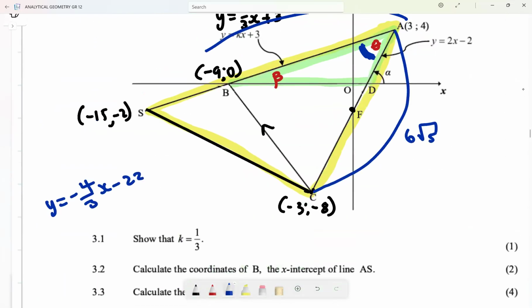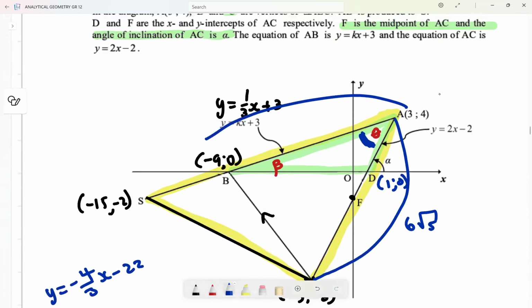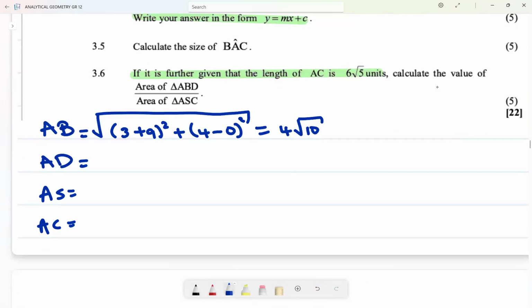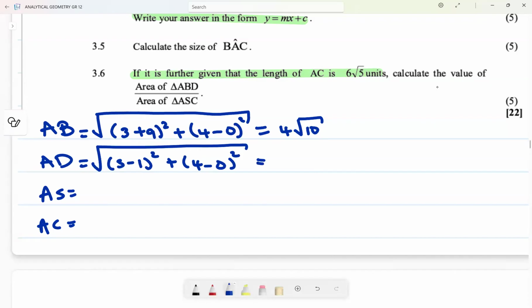How do we find AD? AD is from this point to D, remember D has coordinates of 1 and 0. So it's going to be 3 minus 1 squared plus 4 minus 0 squared. 3 minus 1 squared, this gives me 2 root 5.